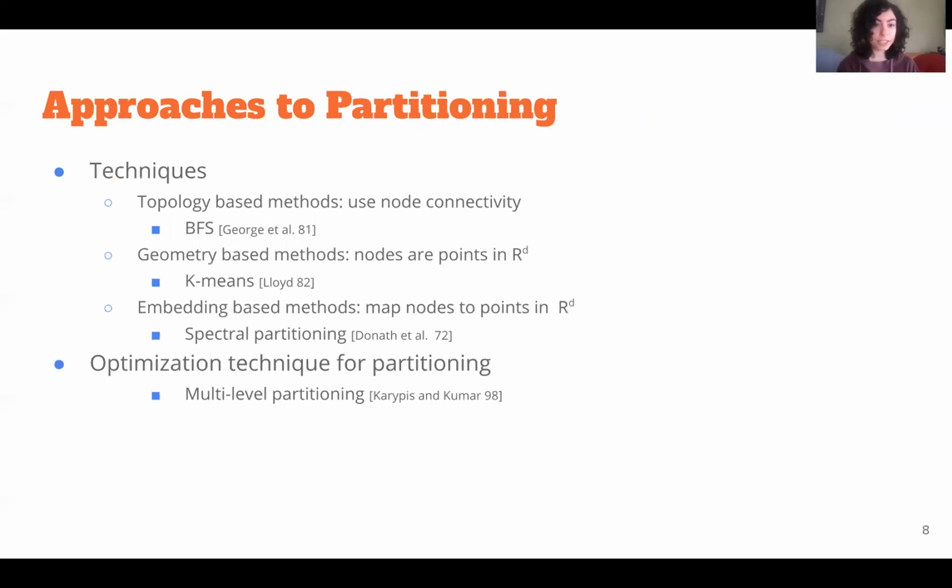There are various approaches to partitioning. One is the topology-based method, where we use node connectivity to do the partitioning. An example for this method can be BFS. We have the geometry-based method, where the nodes of the graph are points in R^d, and we use this information to do the partitioning. The k-means algorithm is an example of this technique. We have embedding-based methods where we map nodes of our graph to points in R^d, and we use that information to do the partitioning. Spectral partitioning is an example for this method. And finally, we have optimization techniques for partitioning, and multi-level partitioning can be an example of this optimization technique.